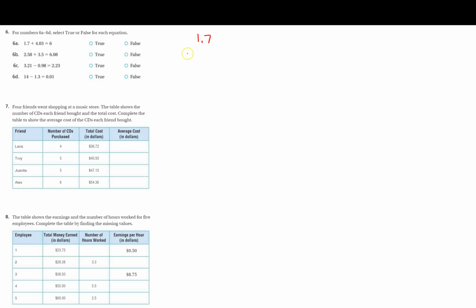So 1.7 plus 4.03. I can put a 0 behind the 7 as a placeholder because I'm not changing the value. The 7 is still in the tenths place, even if I put a 0 behind it. And 0 has no value, so I haven't changed the value of that number.